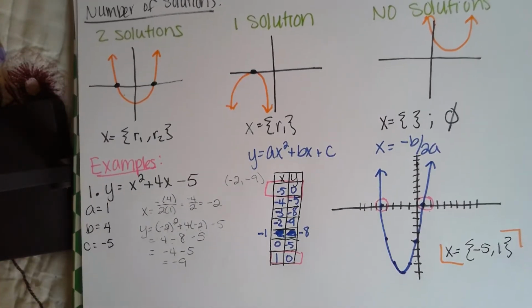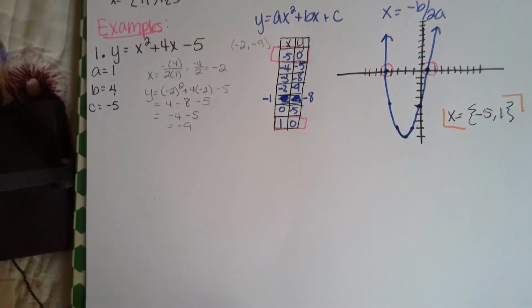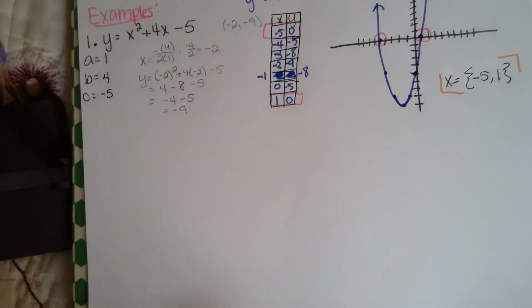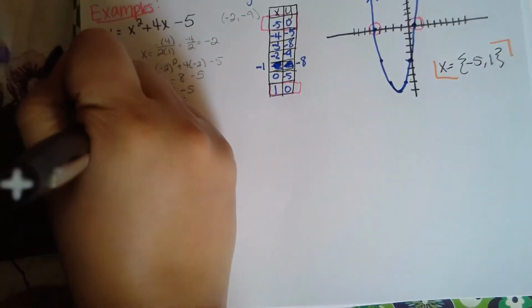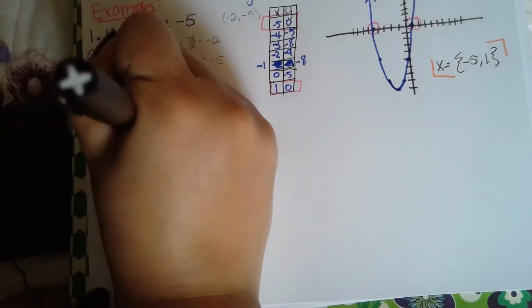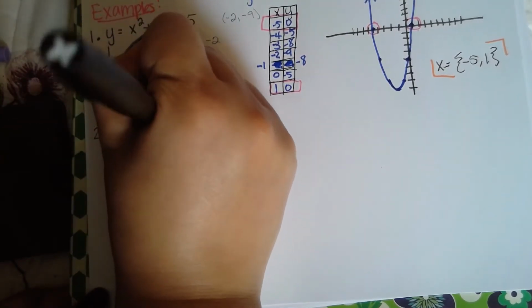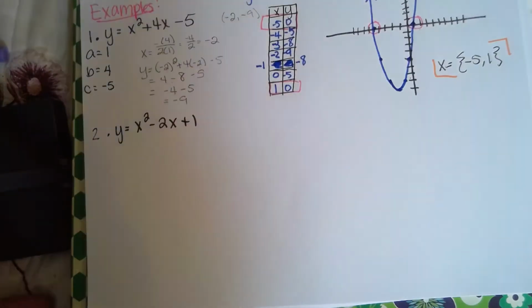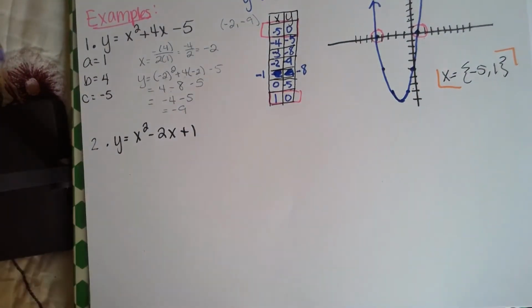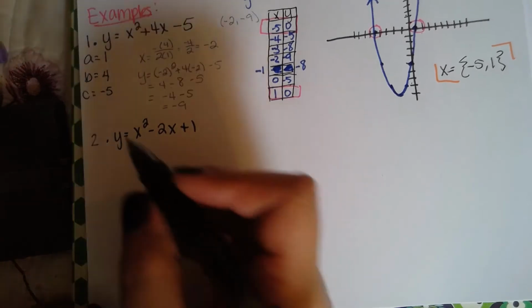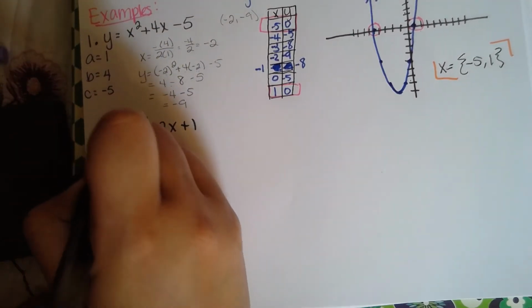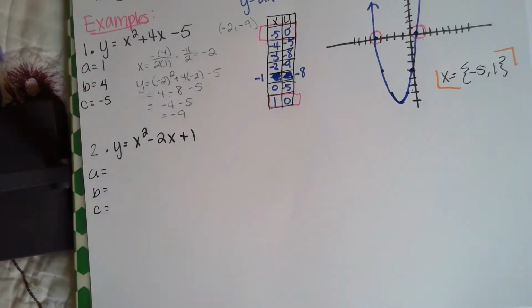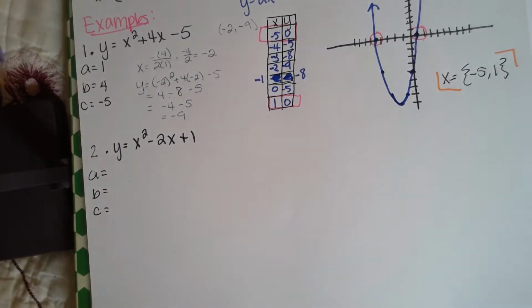Alright, so your A is 1. Your B is going to be -2. And your C is going to be 1. Okay, from here we need to find our axis of symmetry. So our axis of symmetry, remember, it is x equals -b divided by 2a.